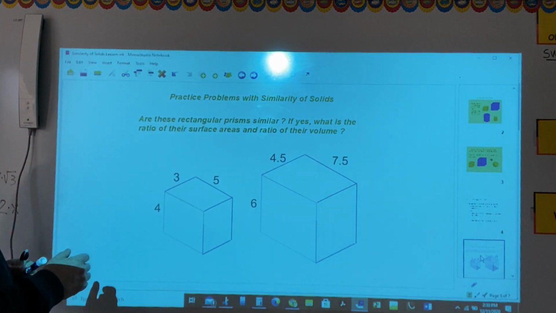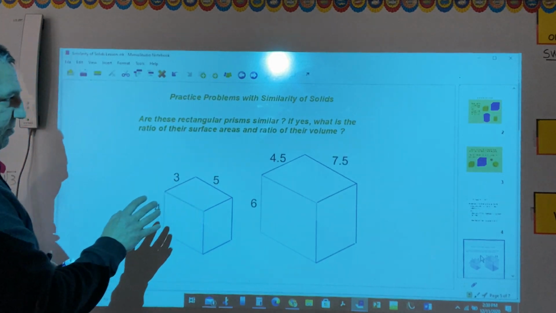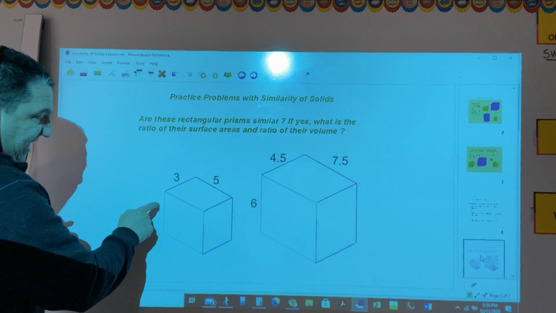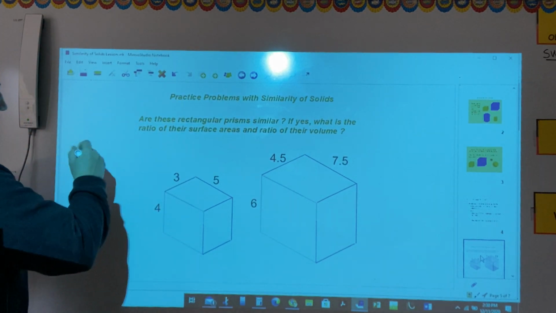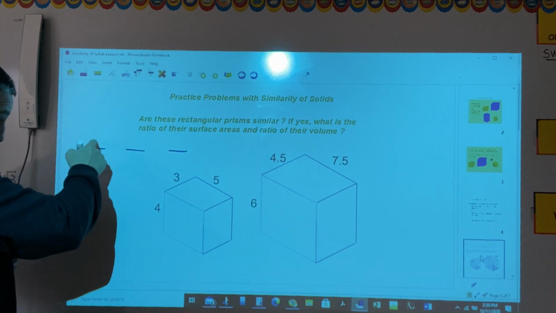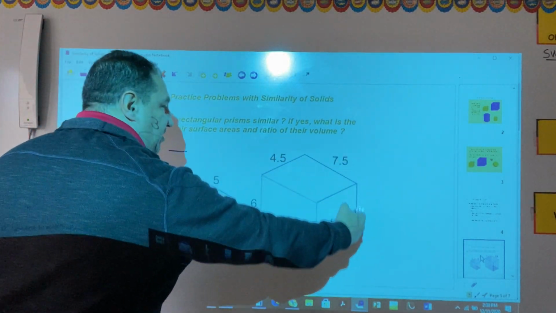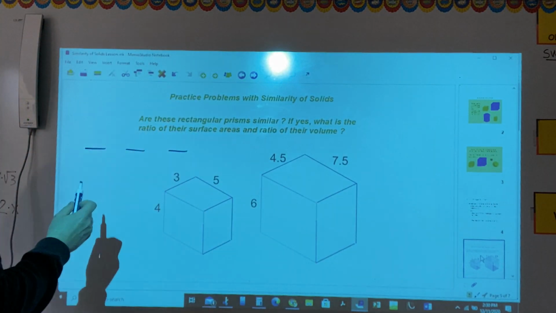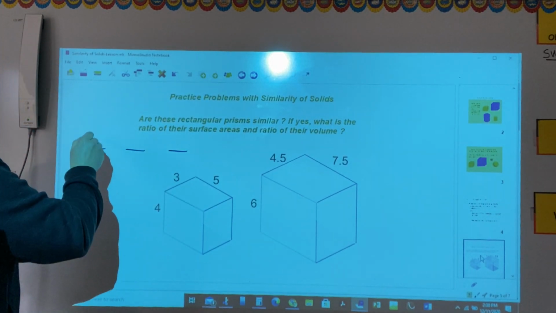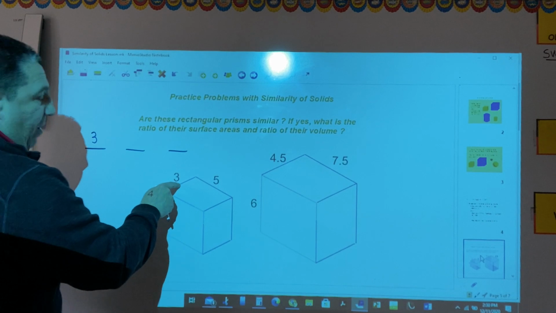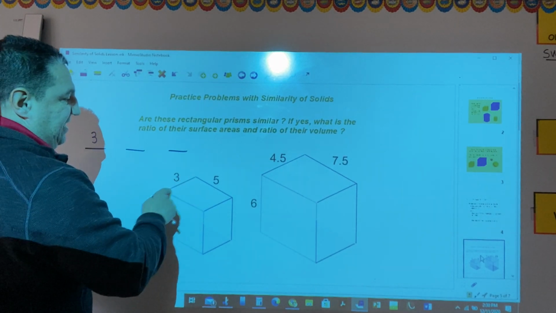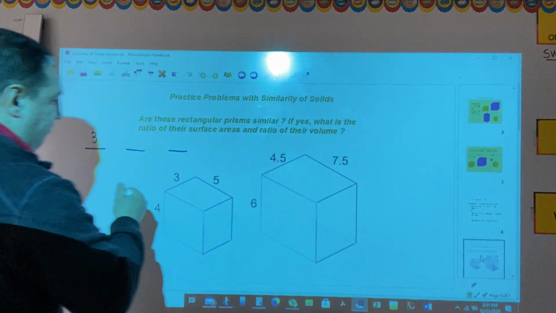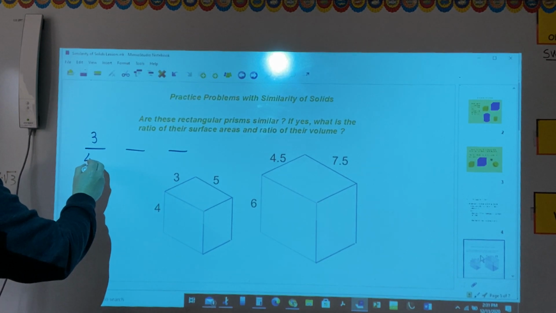Now, let's start with this prism, because this one comes first. Which means its dimensions are on top of the ratios, right? The corresponding dimensions of the second prism should be in the bottom, right? Now, let's start with 3 on top. The corresponding dimension for this side in the other prism is 4.5. So 4.5 goes in the bottom.